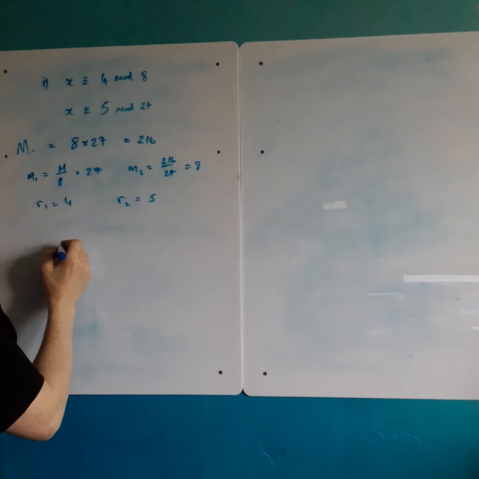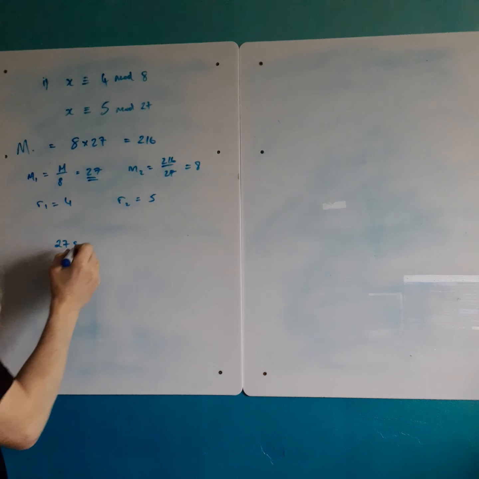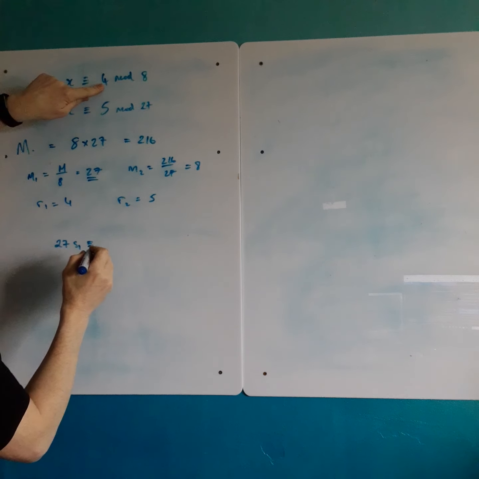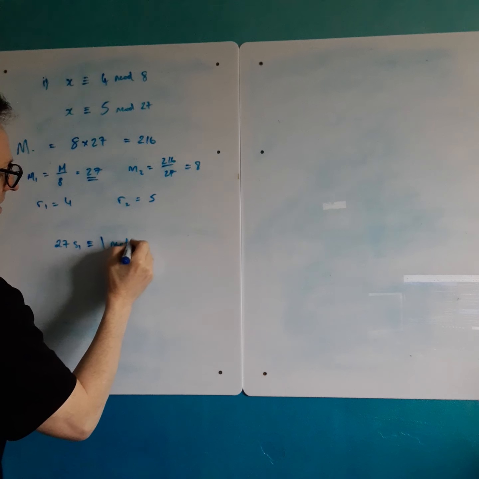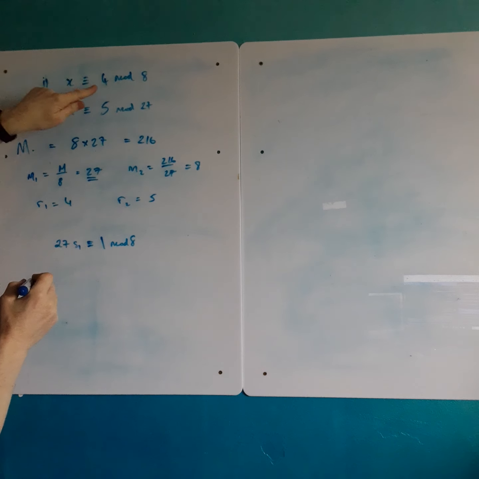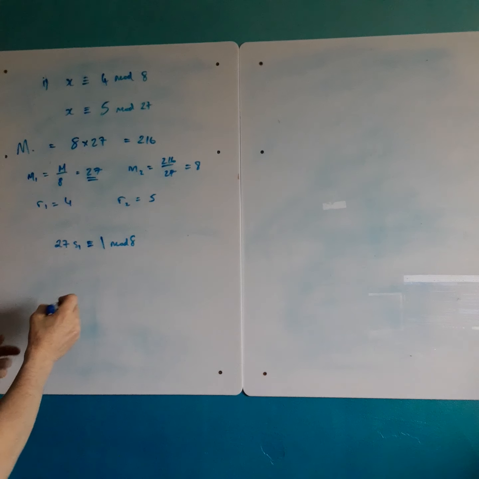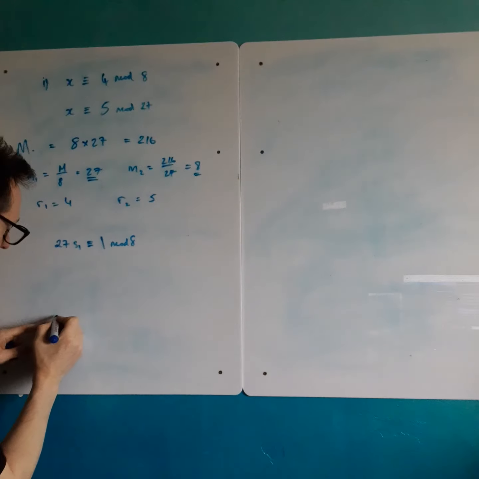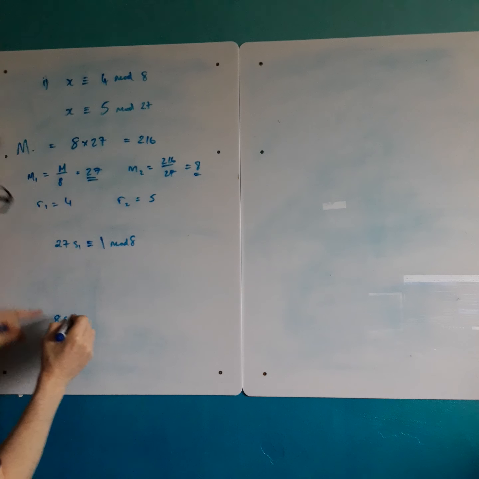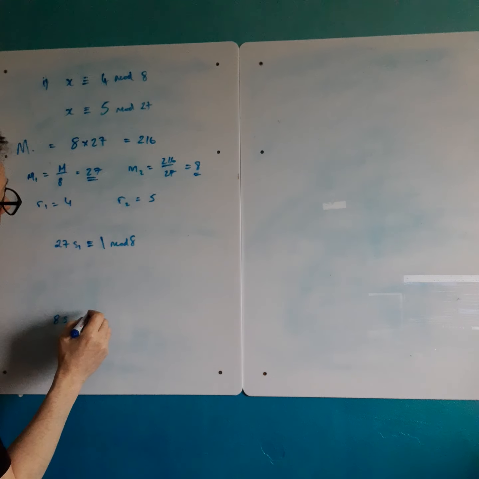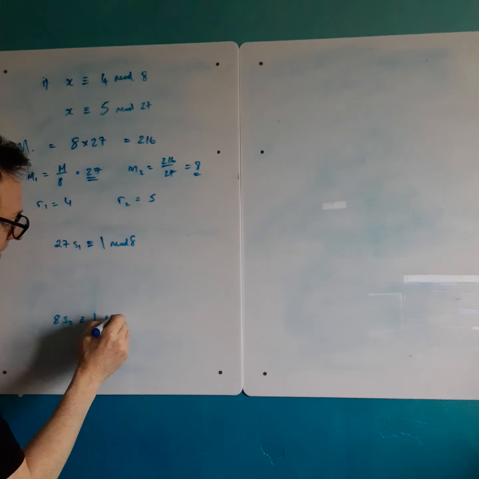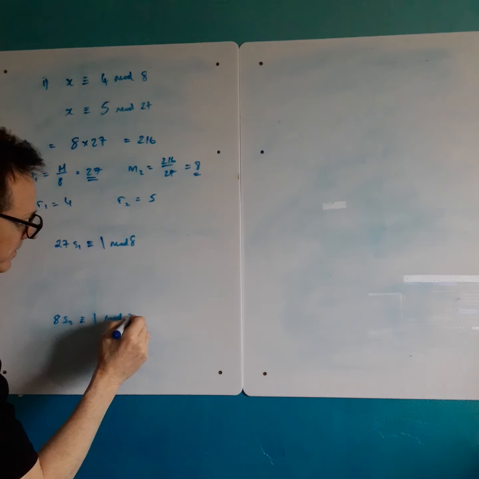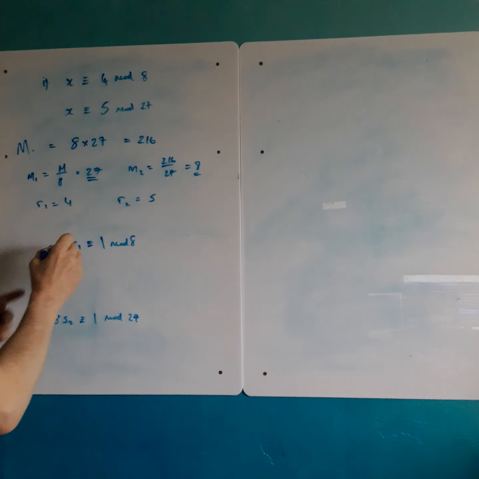Then we need the solution to the modular equations. Remember, I take this 27 here, so 27 S1, our first solution, is congruent to, instead of 4 mod 8, it's 1 mod 8. Remember, you've got to put that in. And the second one will be 8 times S2 is congruent to, instead of 5 mod 27, 1 mod 27. The last two pieces missing in the puzzle are S1 and S2.